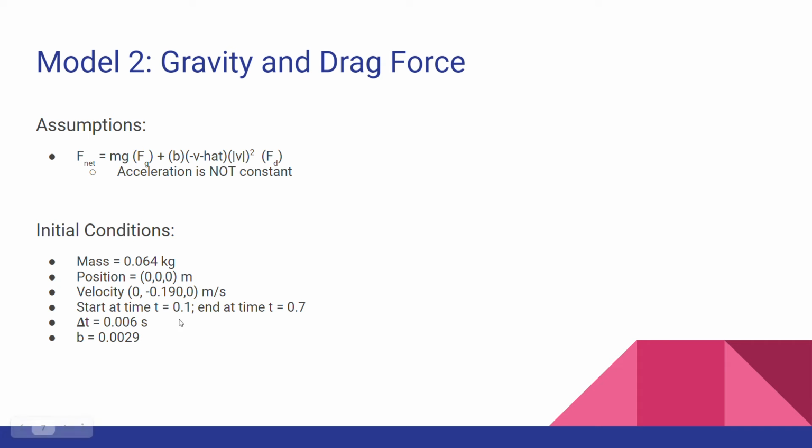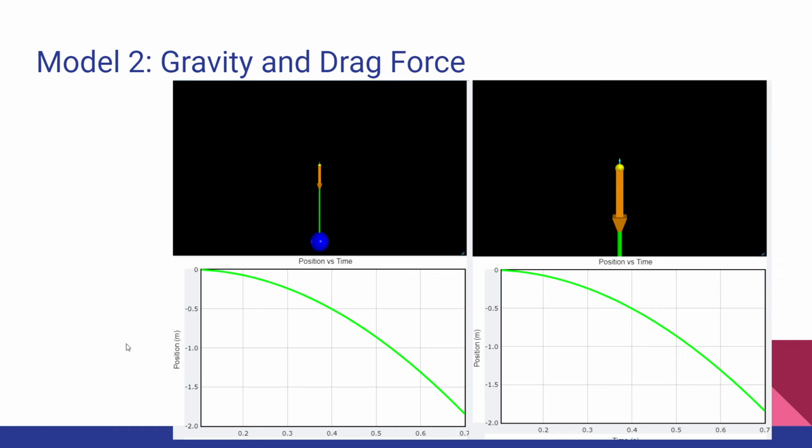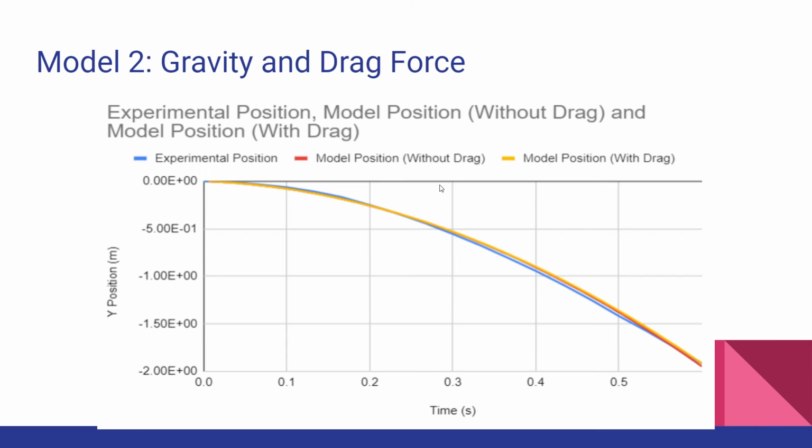The initial conditions are the same as the previous model, except with the addition of the coefficient b, which is 0.0029, because it accounts for the first model's end behavior differing from that of the experimental position. This is meant to make this model align with the end behavior. Here you can see the models shown. I zoom in on this just so you can see the drag force arrow as well.